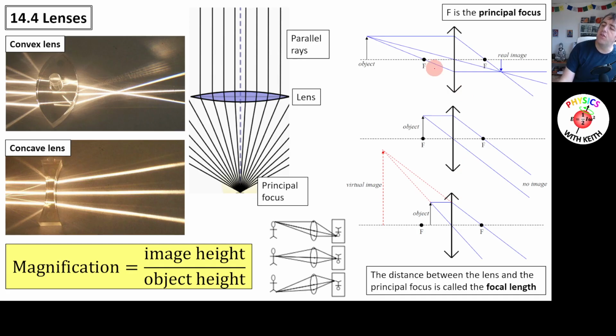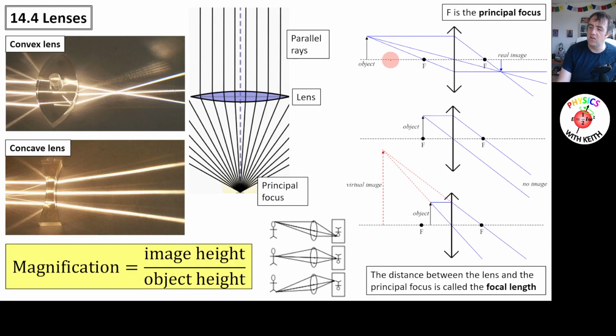So those are the three diagrams which show the application of the same two principal rays, the first and second, to these situations where the object is farther from the lens than the focal length, the object is the distance from the lens equal to the focal length, and the object is closer to the lens than one focal length. There's three different situations. If the object is twice the distance from the lens than one focal length, then the real image is exactly the same size as the object. That's just an interesting one to know.